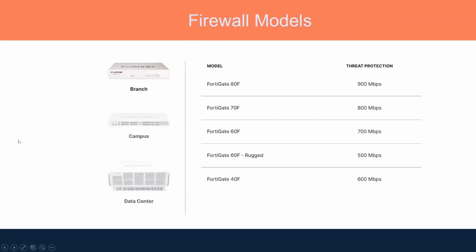Now moving to next, Fortinet firewall has different models. They have firewalls for branch offices, for campus networks, and for data centers. These are the models you can see. As per your requirement, you can go for the box, and accordingly your budget will increase or decrease. If you are purchasing for branch offices, you can go for a device like the FortiGate 40F. And if you want to go for a higher model, you can go for the FortiGate 80F. So these are the models we have.